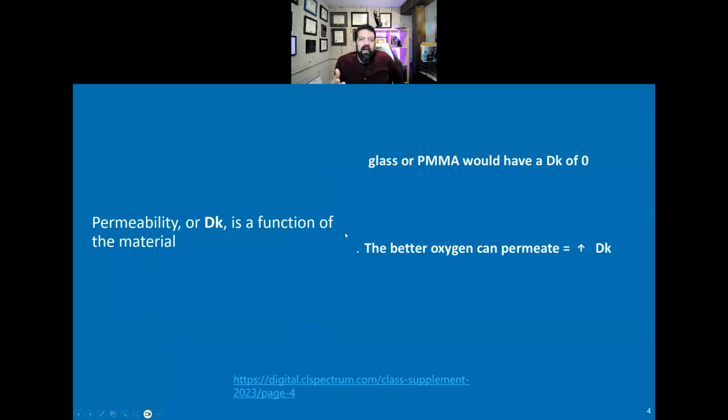So if you tried to breathe through glass, nothing's coming through there. It's impermeable to any oxygen or any gases for that matter. Now, if we start developing materials that allow oxygen to travel through the material itself, then we now have this Dk, or the permeability of the lens.